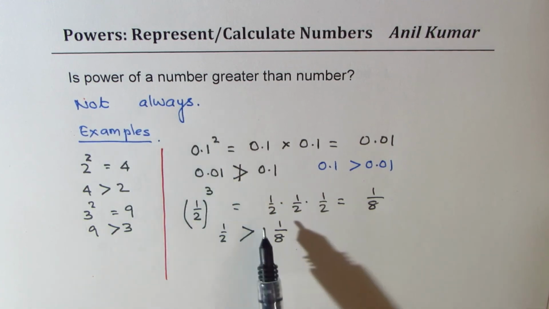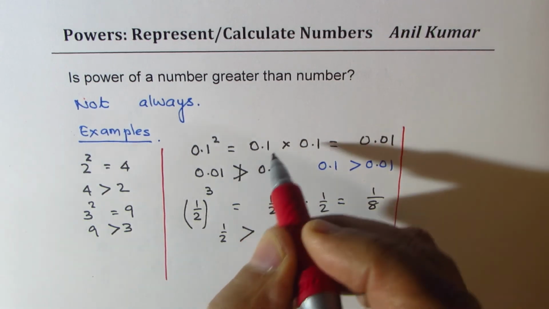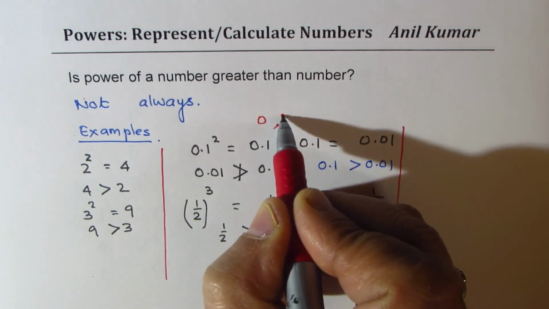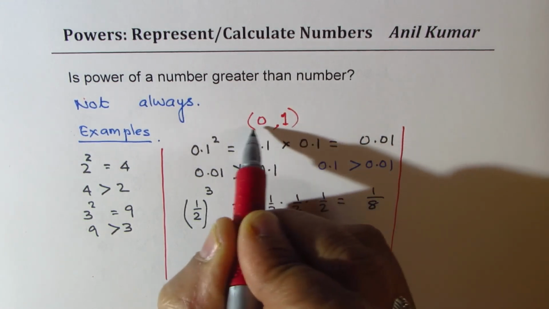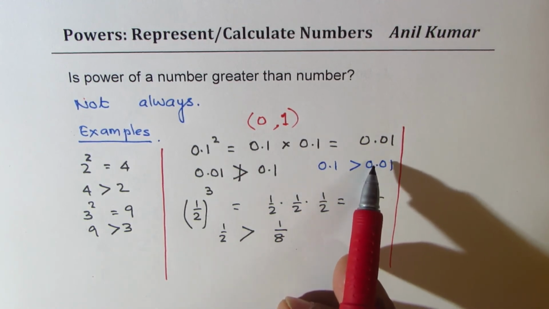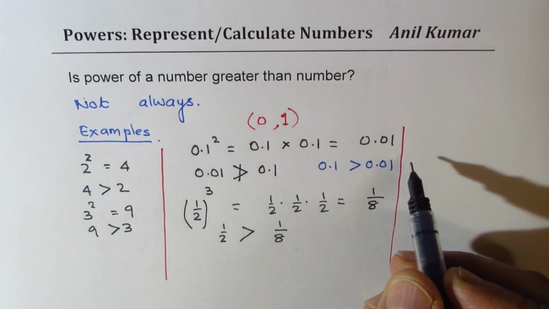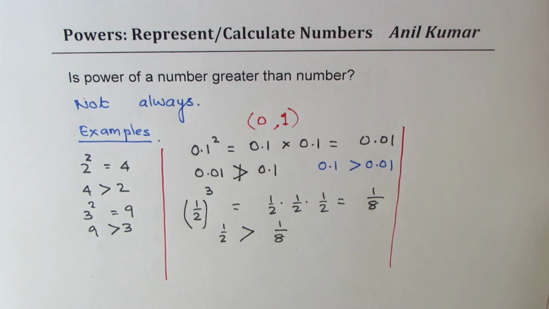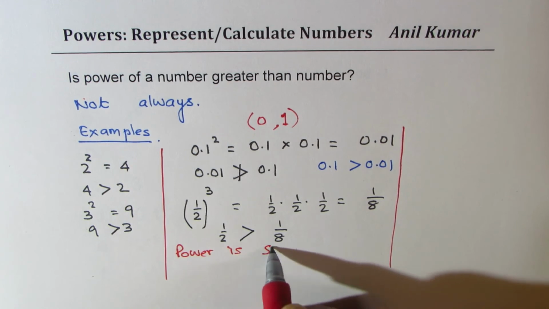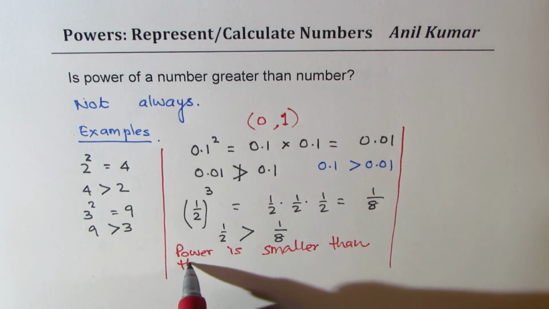So, is the power of a number greater than the number? Not always. There are many cases when it is not greater, especially when you have a number between 0 and 1. If you have a number between 0 and 1, then the power is smaller, right? So in this case, what we learn is that the power is smaller than the number.